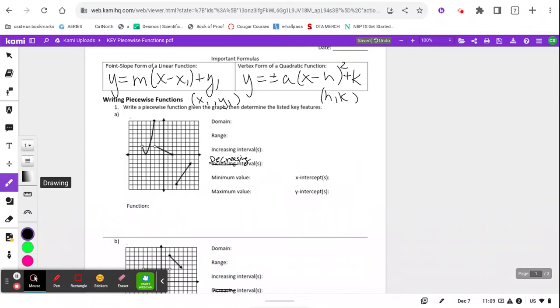So how do I tell something's linear? No squared. How do I tell something's quadratic? Squared.